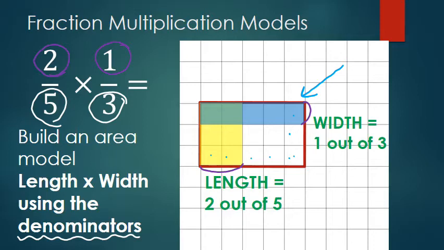You can see the product of 2/5 times 1/3 comes out to the 2 boxes that have both colors or both patterns inside of them. So we can count them. It's 2 out of the total for the whole rectangle, which is 15. And so our product for 2/5 times 1/3 is 2/15.